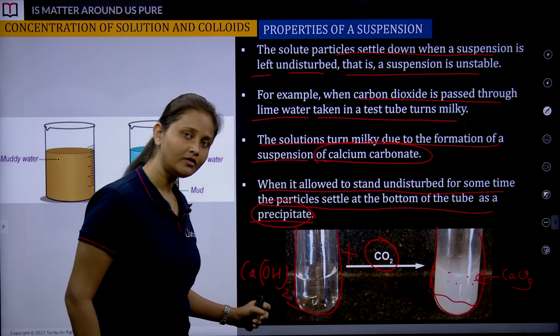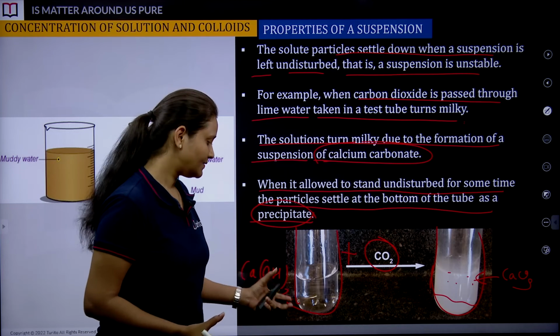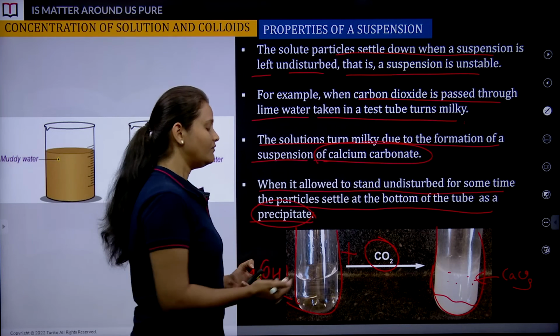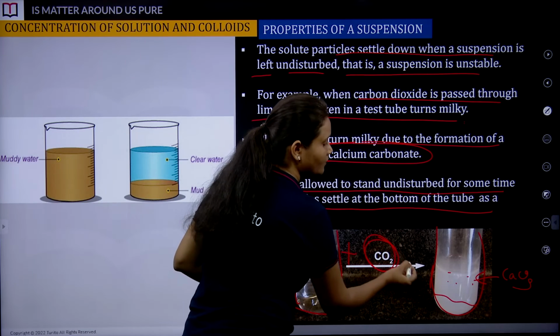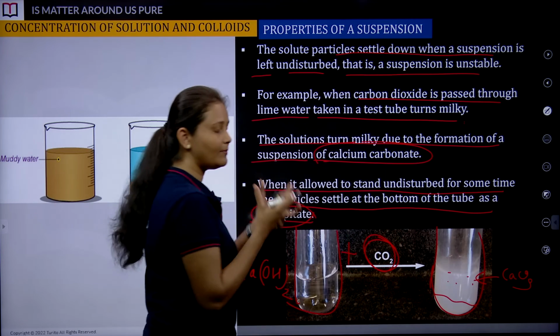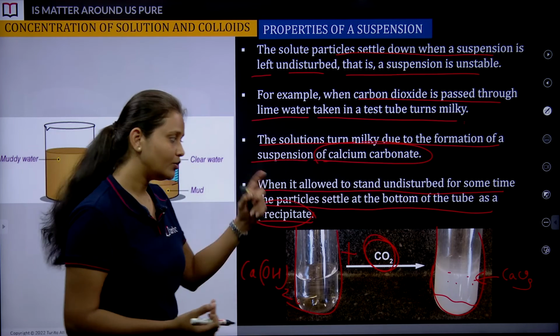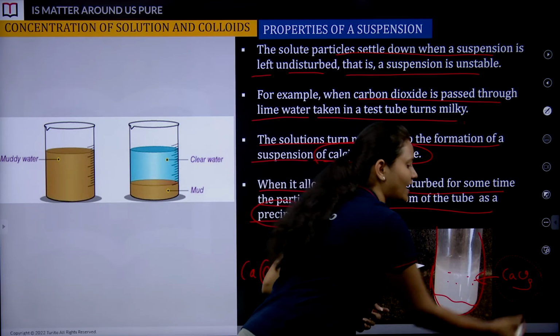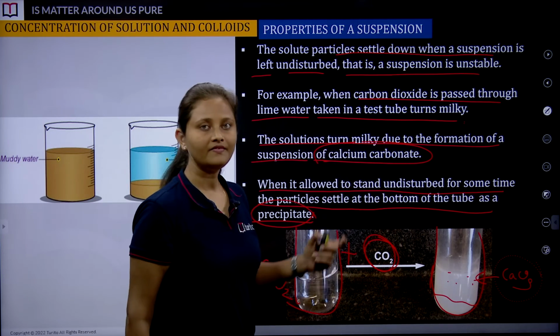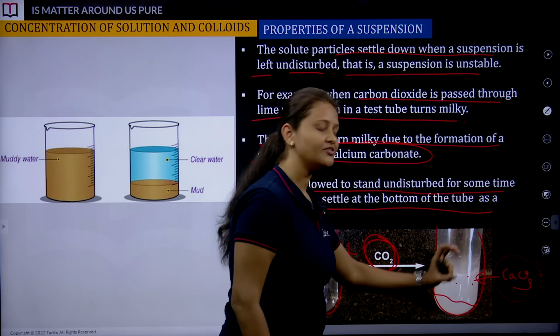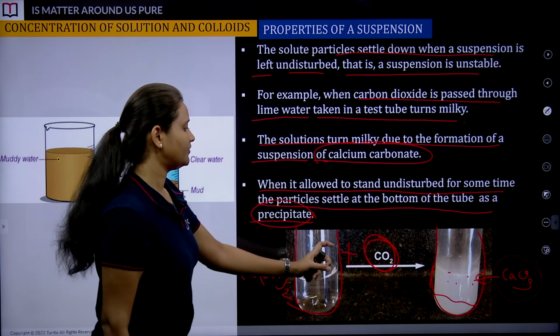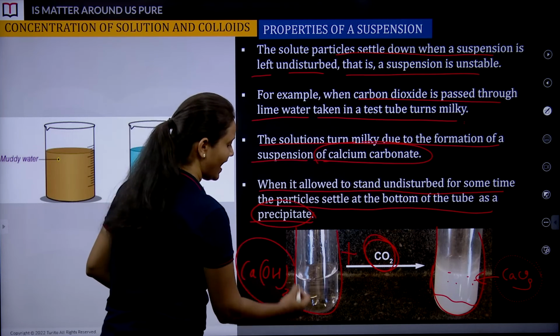We have taken lime water, calcium hydroxide. It's a base. When we pass carbon dioxide on it, we say the chemical in the test tube is now milky white. Why? Because a new substance has formed, calcium carbonate. That is the confirmatory test of calcium carbonate when CO2 is passed over calcium hydroxide.